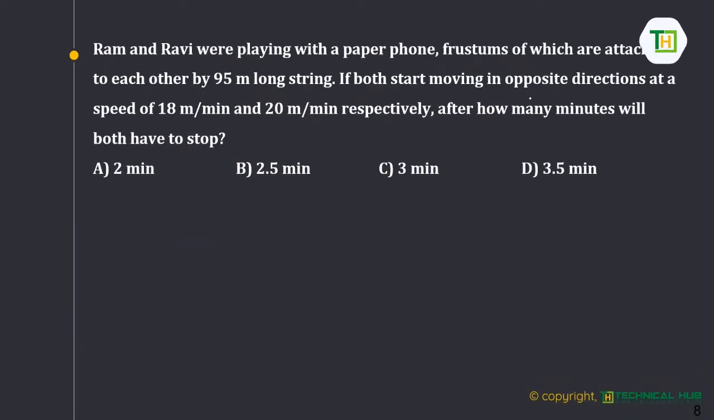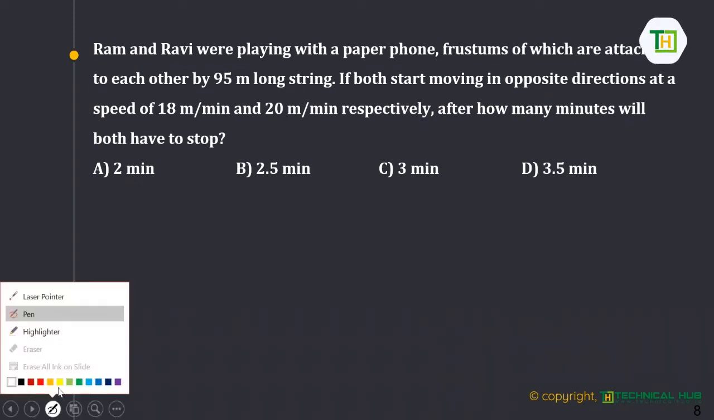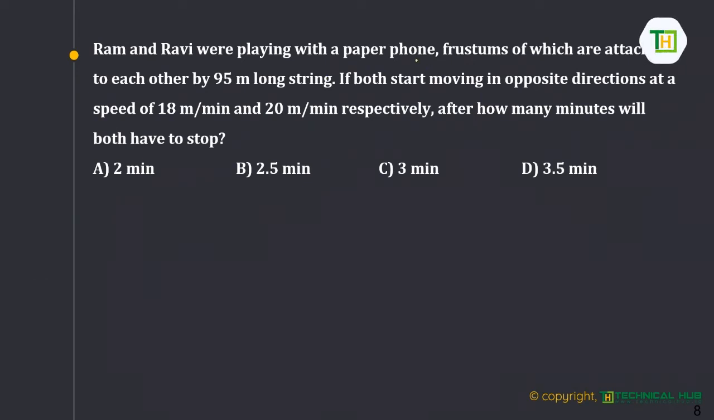So this question also related to time, speed, distance only. What is given here? Ram and Ravi were playing with a paper phone, the frustums of which are attached to each other by a 95 meters long string. If both start moving in opposite direction at a speed of 18 meters per minute and 20 meters per minute respectively, speeds of the two persons is given.